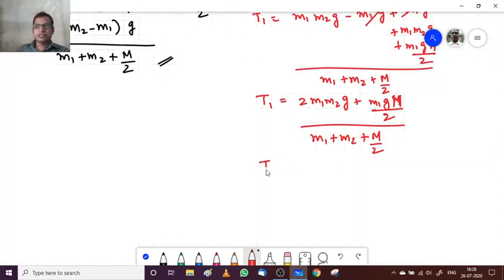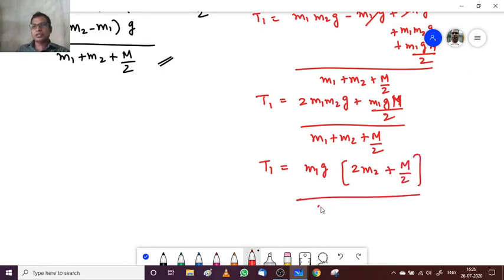Okay, so T1 is equal to, we can take M1G out common, and we will say this is 2 times M2 plus M by 2 upon M1 plus M2 plus M by 2. This is the tension in the string, the first portion of the string. Now let's try to find out the tension in the second portion of the string.